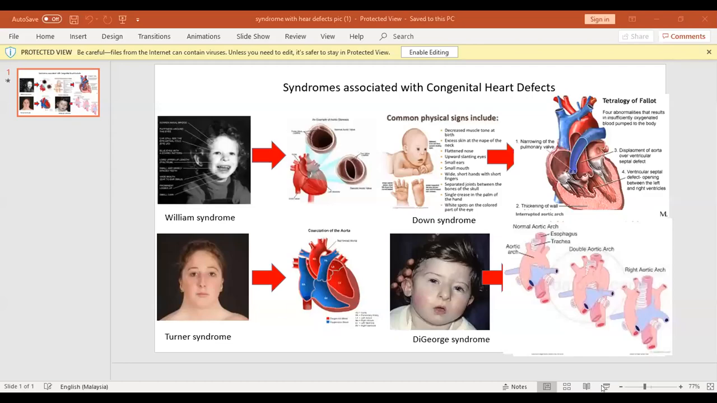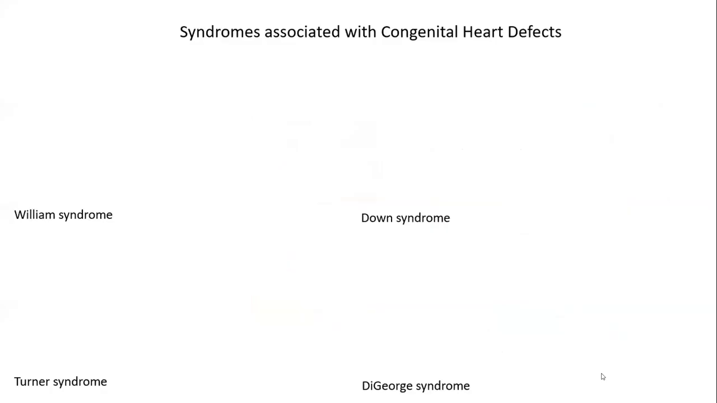For example, in PDA, in VSD, there will be shunt at the PDA level. We don't call it mixing. But it will be a left to right shunt. That's why they get breathless. They get failure symptoms, because now there's a left to right shunt. So there's a lot of high pressure blood from the left side to the pulmonary, in VSD, in PDA. Faham tak? So the lung becomes congested.